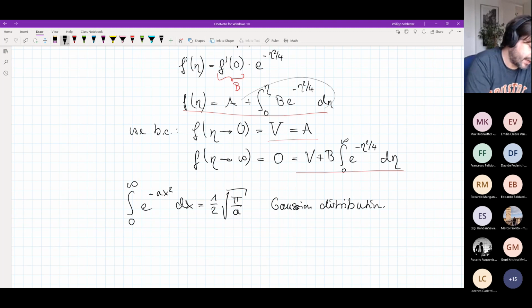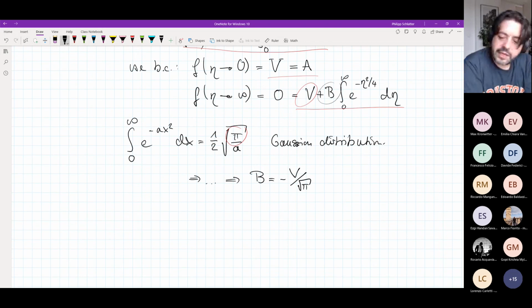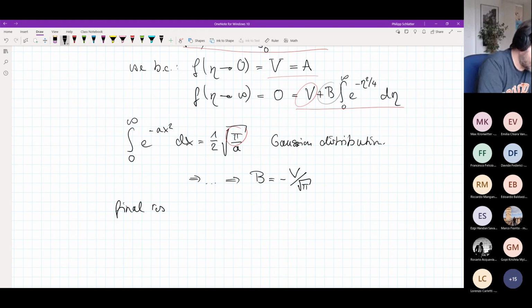Now, if we use this, in particular to calculate b, we can evaluate this. I'm inviting you to do that at home if you wish. The result will be that this b evaluates as minus v divided by the square root of pi. And of course, it's clear that the square root of pi comes from this one here, and the v comes from here. So with this final identity, we can write down the final result for f at least.